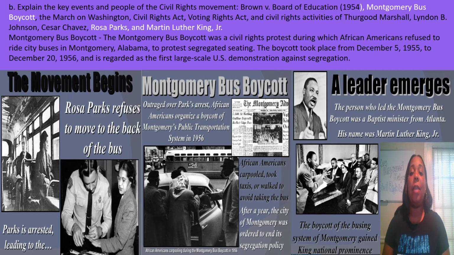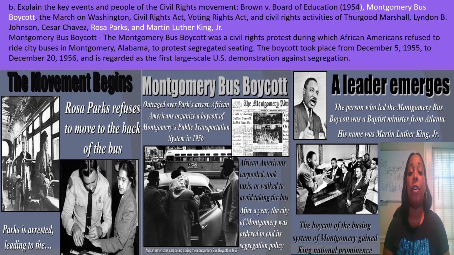We can trace the beginnings of the civil rights movement back to the Montgomery bus boycott. The Montgomery bus boycott was a civil rights protest during which African Americans refused to ride city buses in Montgomery, Alabama, to protest segregated seating. The boycott took place from December 5, 1955 to December 20, 1956, and is regarded as the first large-scale U.S. demonstration against segregation. A little bit of background on the Montgomery bus boycott.